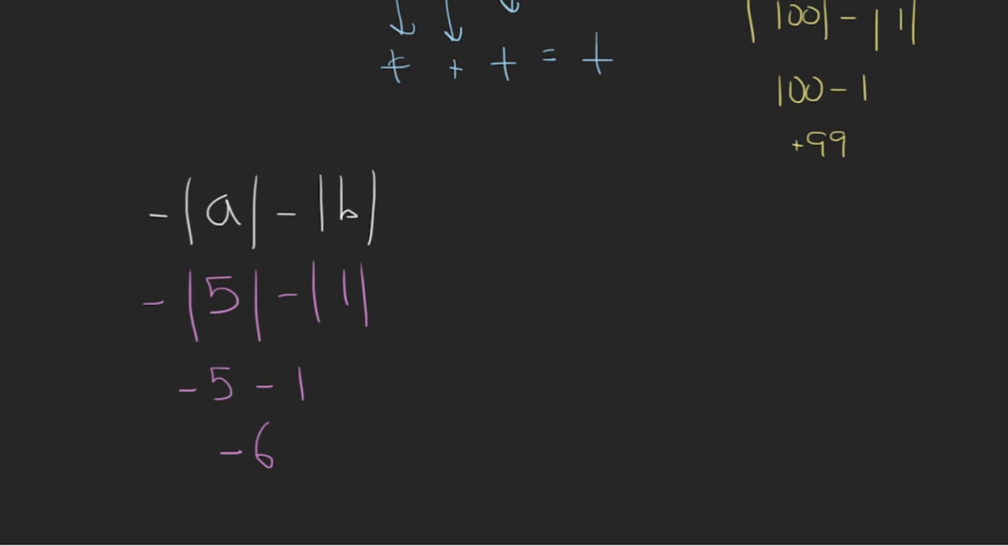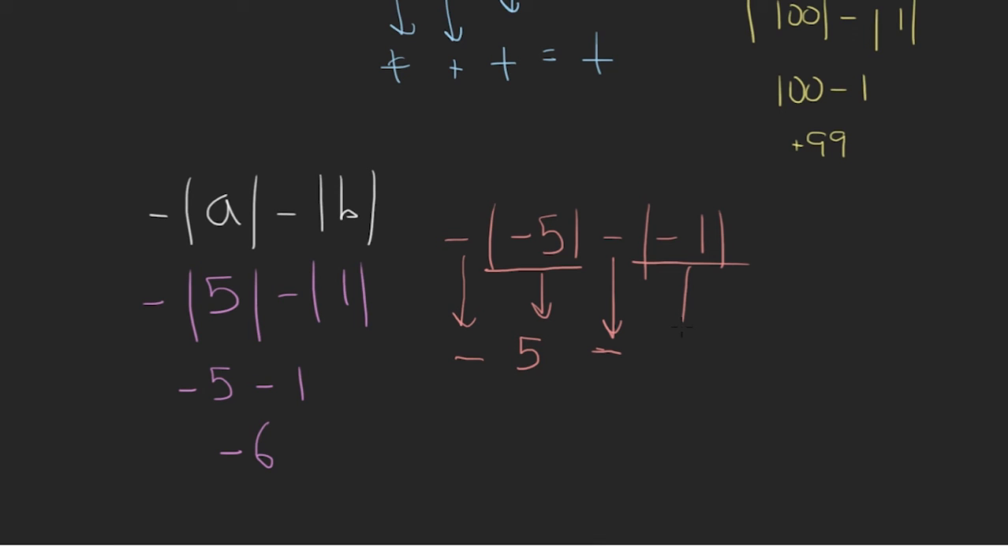If I plug in a negative value for A, well, you know where this is going to go. And I plug in a -1 for B. But I'm subtracting both. This becomes +5. The negative comes down. This negative comes down. And that becomes +1. -5 minus 1 is -6 again. So it doesn't matter what numbers you put inside, you're always going to get a negative answer.